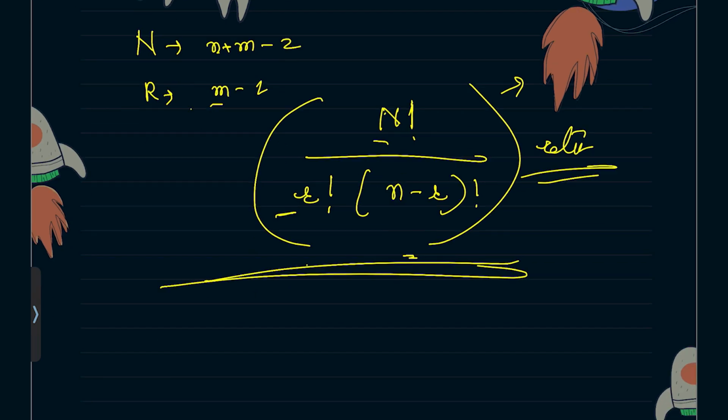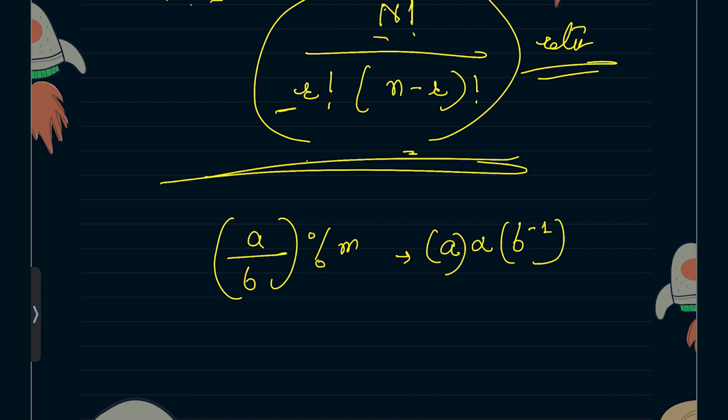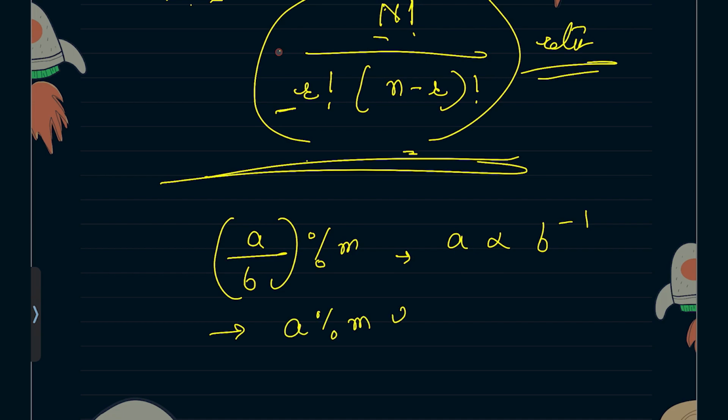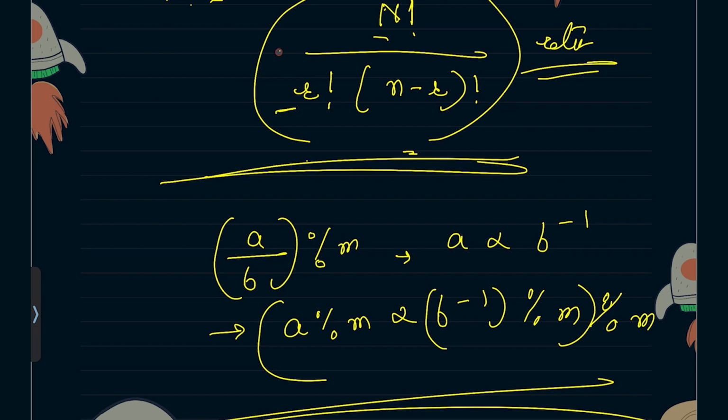But the problem is that a divided by b modulo m is not a modulo m divided by b modulo m and the whole modulo m. Instead, a divided by b can be written as a multiplied by b inverse. So the total value would be a modulo m multiplied by b inverse modulo m, and then the whole modulo m. The inverse thing is making all the difference.